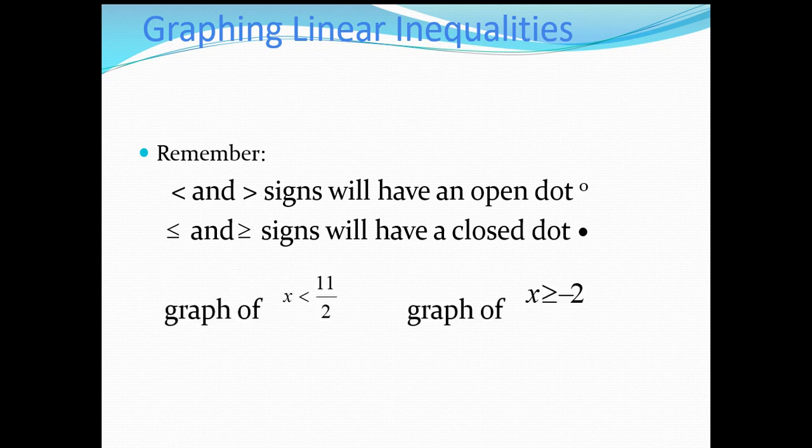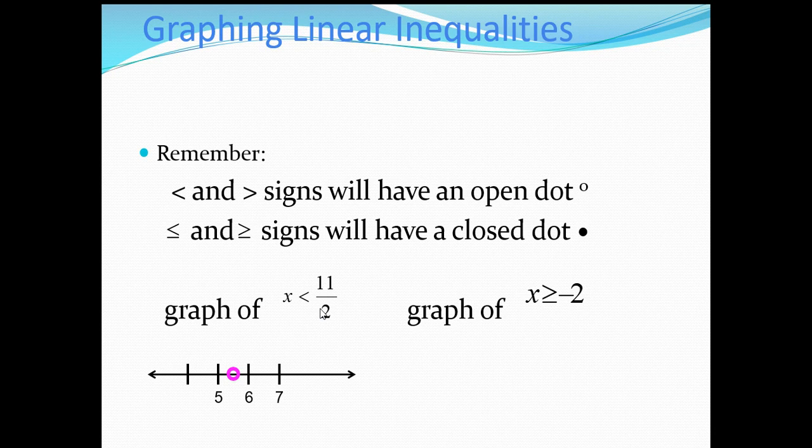I will give you an example here. For example, if I want to graph x less than 11 over 2 and x bigger than minus 2. Let's see the first one. First, you need to put the number 11 over 2. What does 11 over 2 mean? It's approximately 5.5. So it's somewhere here. Okay. I have the sign less. I don't have equal, so it's an open dot.